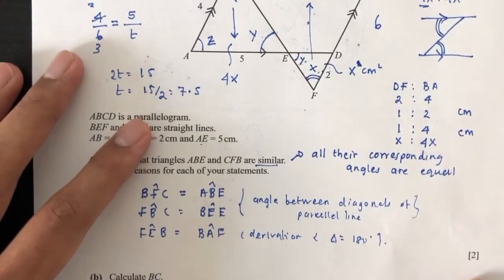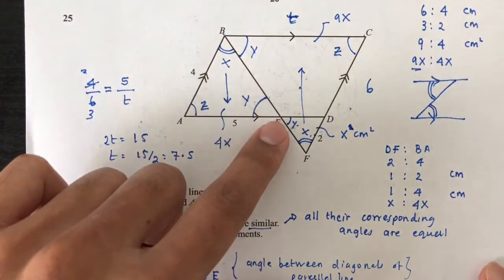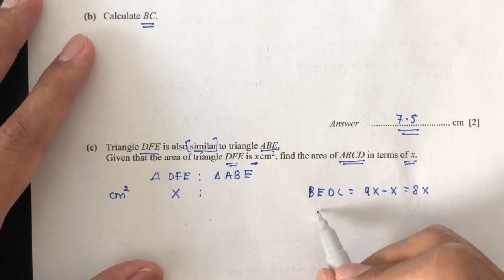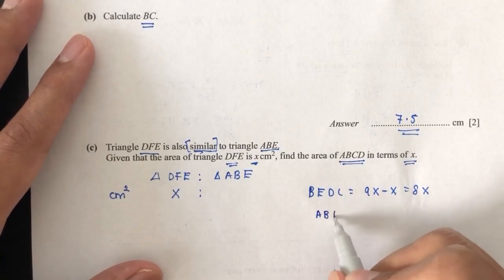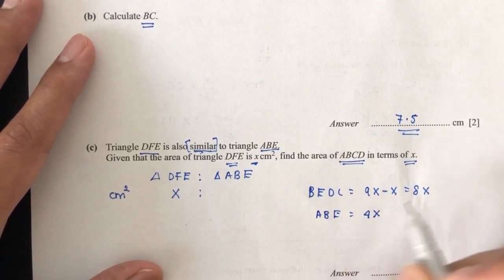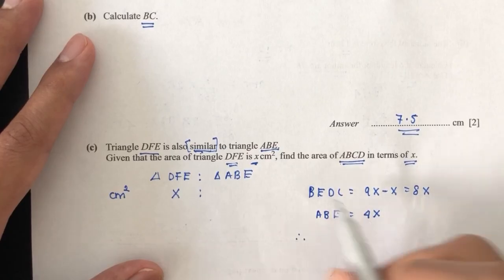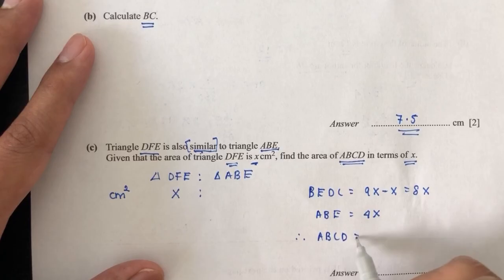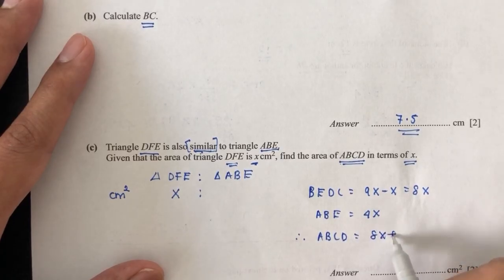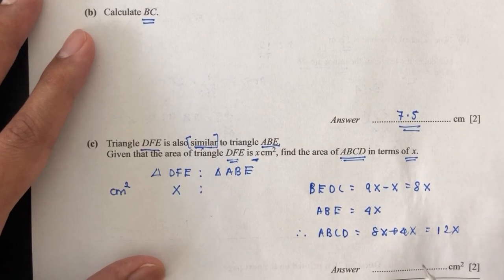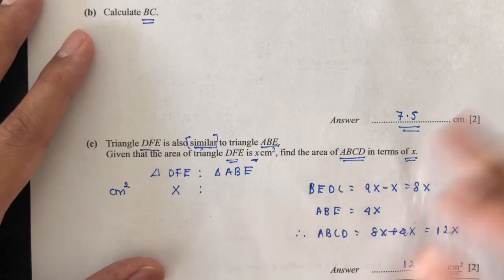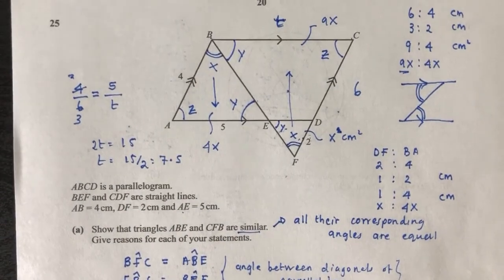Now the area of triangle ABE, we have 4X. That will be the area of triangle ABE is 4X. So now from this, we can find the area of ABCD, which is 8X plus 4X. That will give me 12X. So your answer will be 12X centimeter square for part C. And that was question number 25.